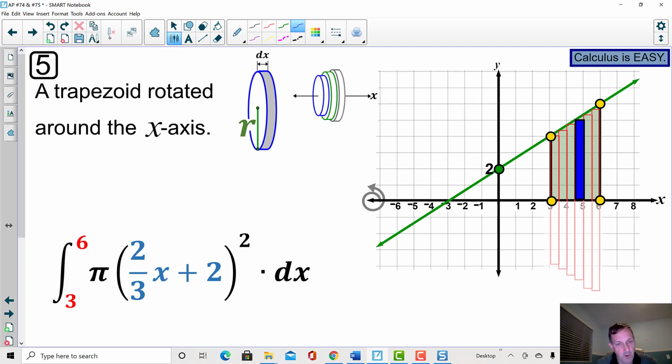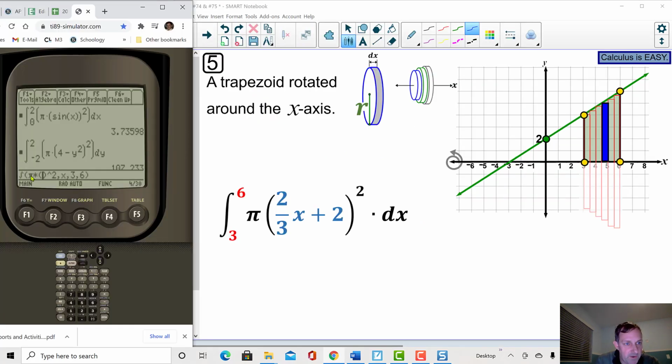We can go ahead and plug this in our graphing calculator and get our answer now. Again, just as a reminder, I'm doing the integral of pi r squared, but my r is just a parentheses. And my bounds, it says x goes from 3 to 6. So the last thing I always plug in is the radius. In this case, our radius is 2/3 x plus 2. Let's plug that in. Then we'll push enter.